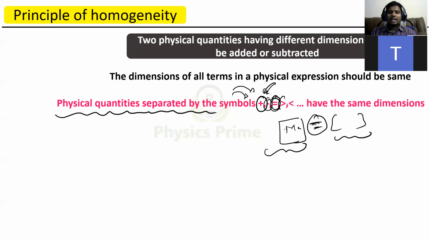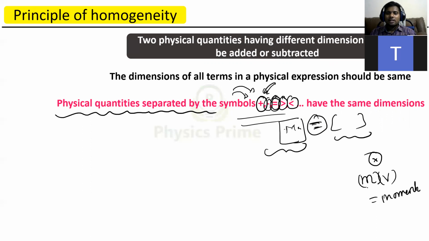Again, greater than, less than. So all these symbols, if they are separating a few quantities, not multiplication, okay? You can multiply like mass into velocity. You multiply, you will get momentum, right? You know this? P is equal to mv. So you can multiply mass and velocity, but you cannot add mass and velocity. Got it? Here you need to understand plus, minus, equal to, greater than, less than, not multiplication, division.